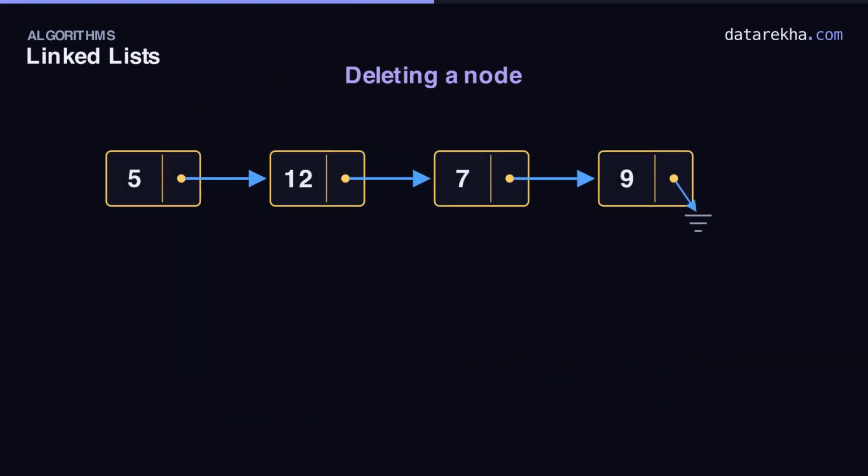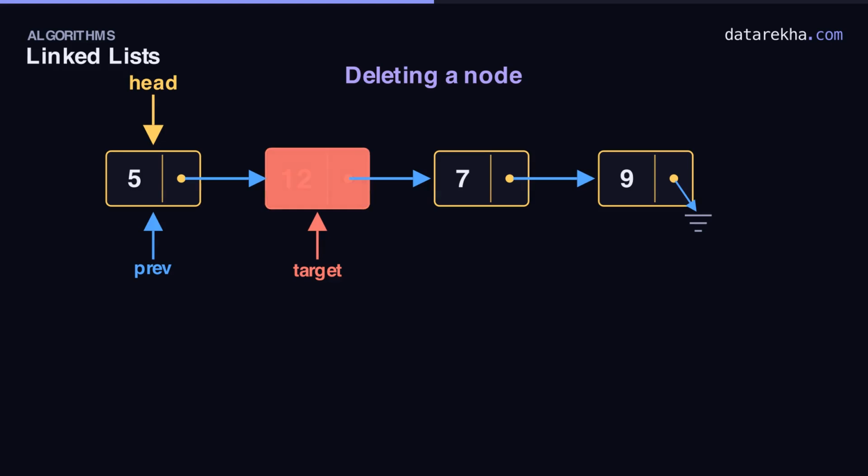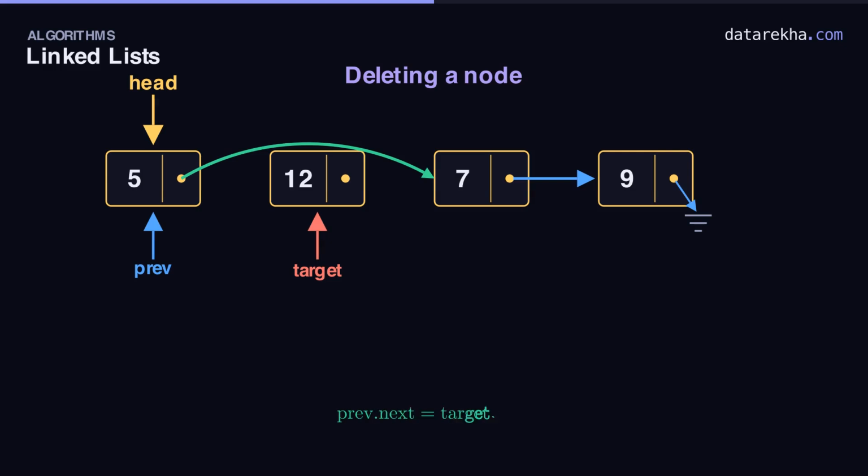Deletion is the same idea in reverse. You make an arrow skip over a node. Here's 5, 12, 7, 9. Let's delete the 12. To unlink a node in a singly linked list, you need its predecessor, the node whose arrow points at it. Here, prev is the 5. The target is the 12. The trick is to redirect prev's arrow past the target. Set prev's next to the target's next.